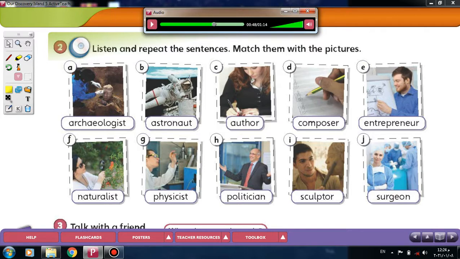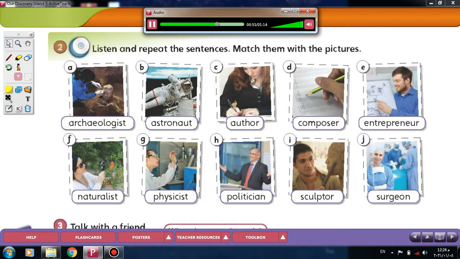Okay, so who is the surgeon? A surgeon is somebody who does lots of operations. He is a doctor. A surgeon is a doctor, but he is a specialist in doing operations. Okay?